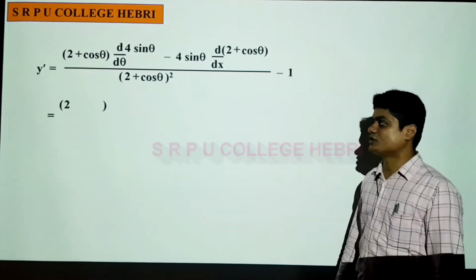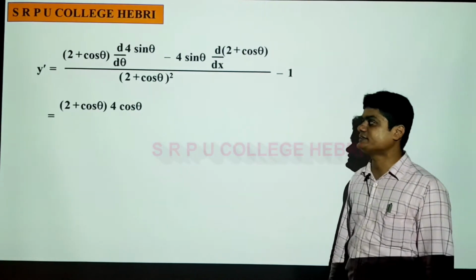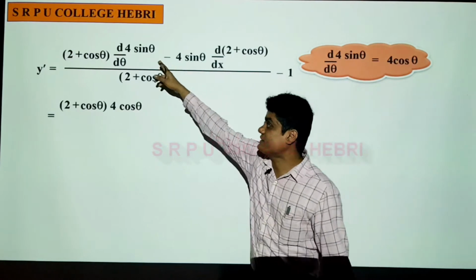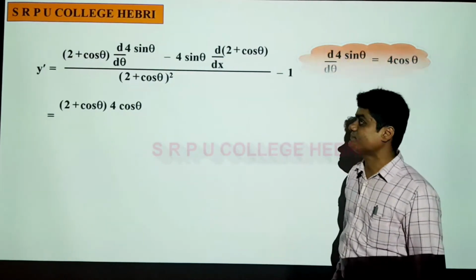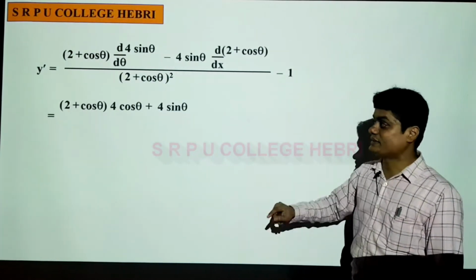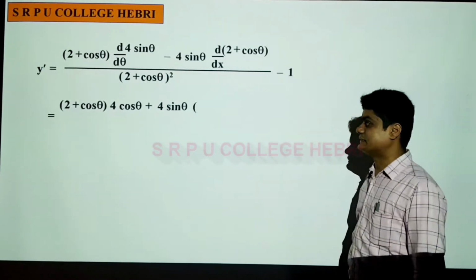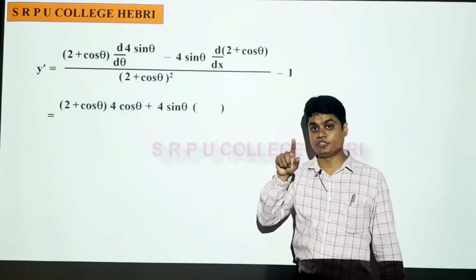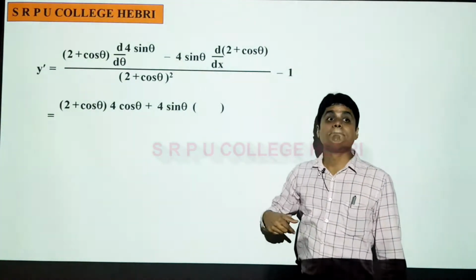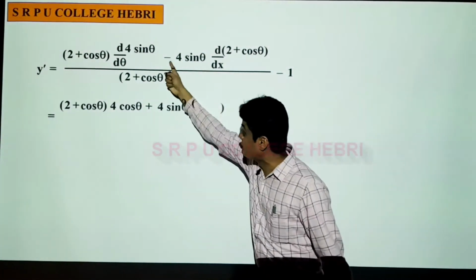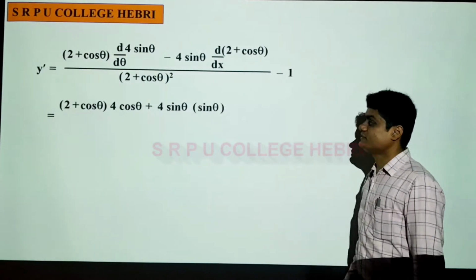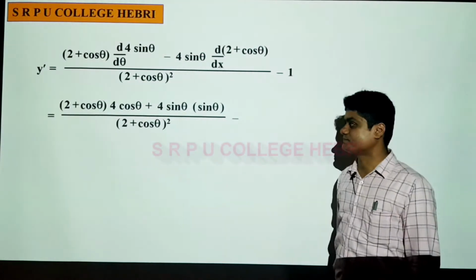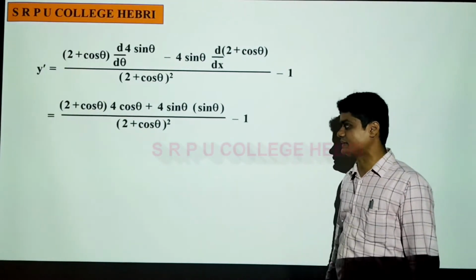So 2 plus cos theta, differentiation of 4 sin theta I know is 4 cos theta, minus... okay, I'll tell you why it becomes plus. 4 sin theta, what is the differentiation of this? Differentiation of 2 I know is 0, and differentiation of cos theta is minus sin theta. The minus and this minus become plus, so it is sin theta divided by the denominator; don't expand it, keep it as it is. And don't forget to write this minus 1.